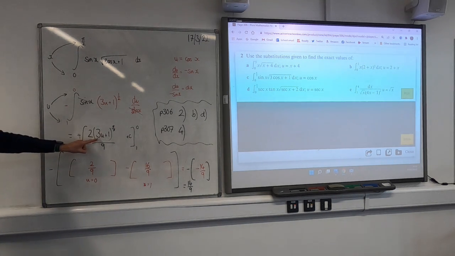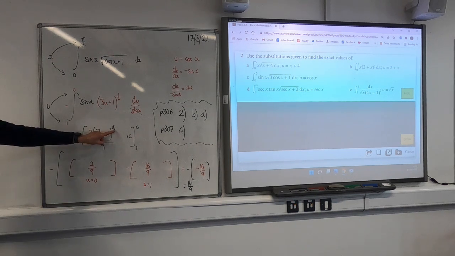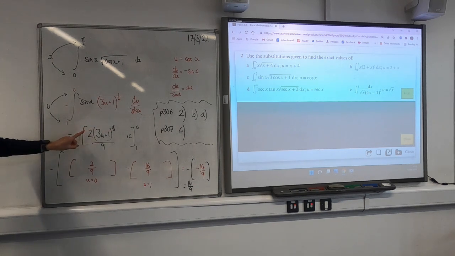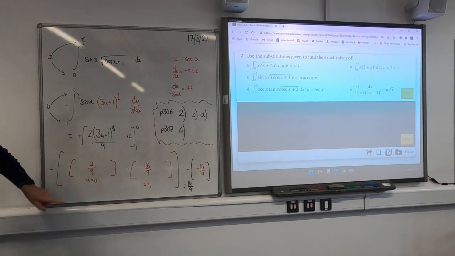I've got 3 times 1 plus 1, so that's 4. To the power 3 over 2, well that's the square root cubed. So the square root of 4 is 2, cubed is 8. 2 times 8 is 16 over 9.